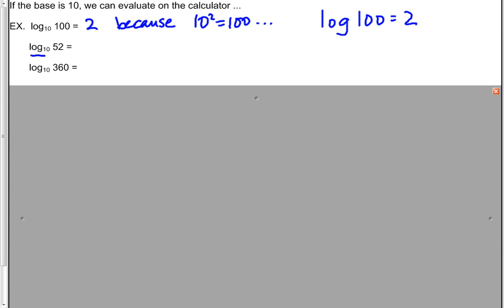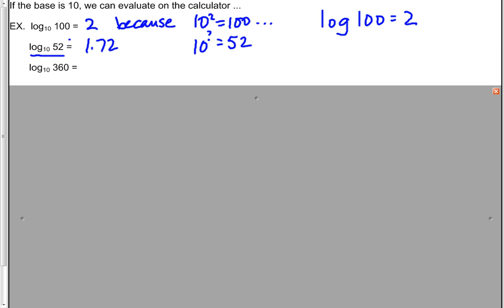This one is trickier to think of as a power because 10 to the what equals 52? It's not quite so simple, but we can get an answer on our calculator. Log of 52 is 1.72. Does it make sense that 10 to the 1.72 is 52? Yes, because 10 squared is 100, 10 to the 1 is 10, and it's in between the two.